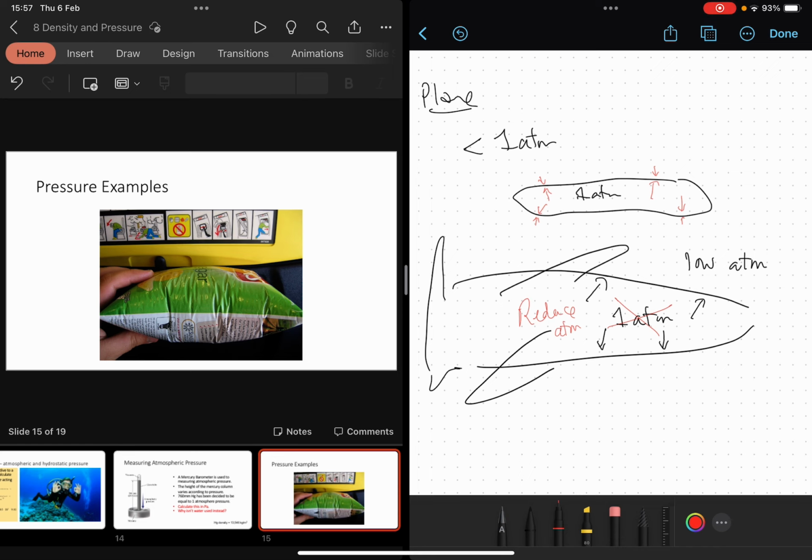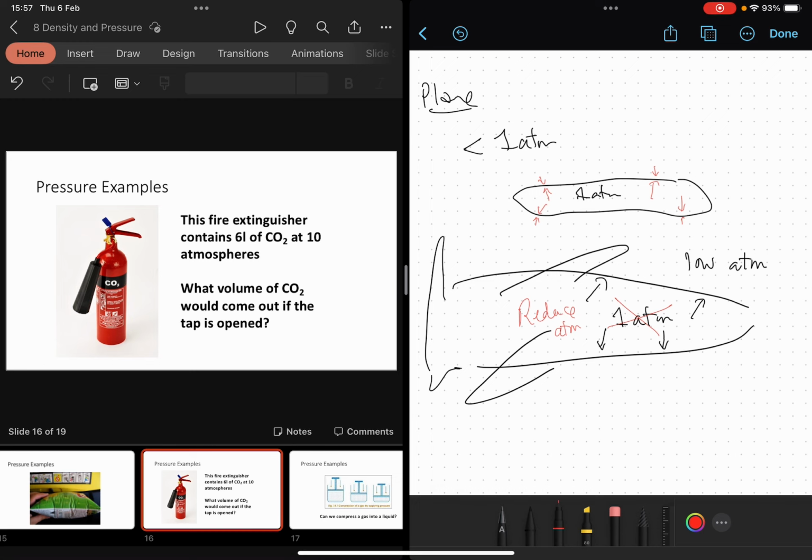Okay, a couple of quick fire things. The classic trick question: I've got a 6-litre fire extinguisher under a pressure of 10 atmospheres. I open the valve and let all of the CO2 out. But actually that isn't what happens. There is a certain amount of CO2 that stays in the fire extinguisher. It would be really odd if all of the CO2 entered the room, because you'd effectively be left with a vacuum inside the fire extinguisher.